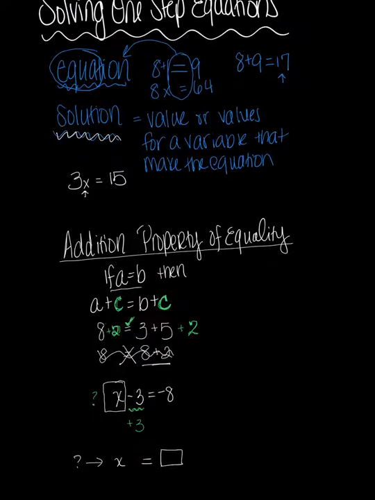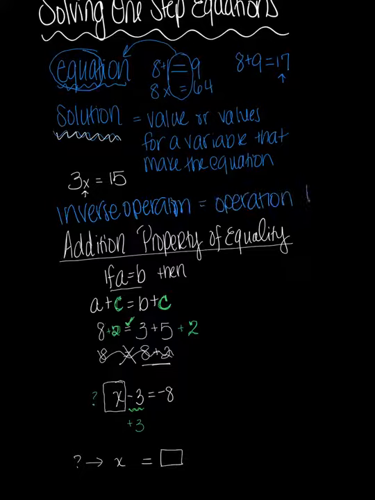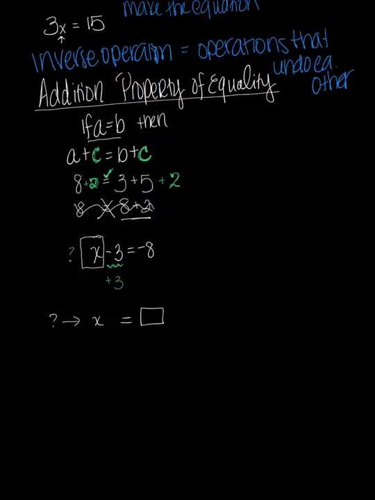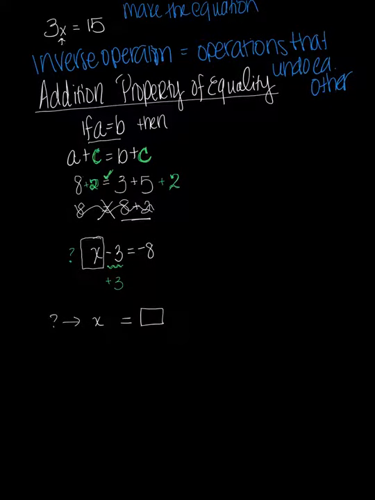Let's come back up here to our blue. An inverse operation is simply an operation that undoes. It's operations that undo each other. So let's come back down here and look at that definition in the context of this problem. If an inverse operation is an operation that undoes itself, what operation am I doing here? Hopefully you said I'm subtracting.